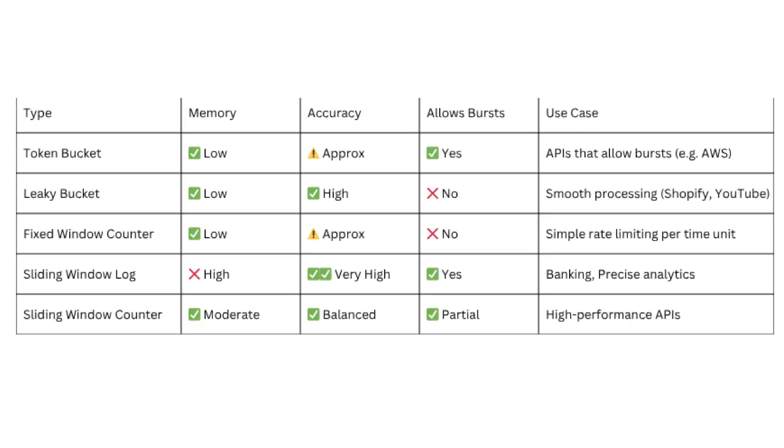But if you need precision and you really don't want extra requests to come in, then sliding window log mechanism is your buddy. But if you want a balance between the last two, that is the fixed window counter and sliding window log, then sliding window counter is your rate limiter.